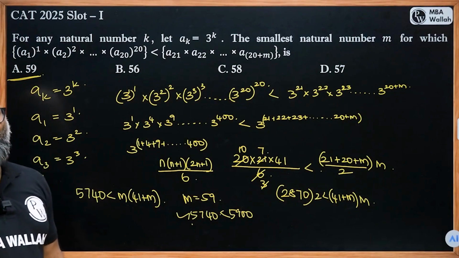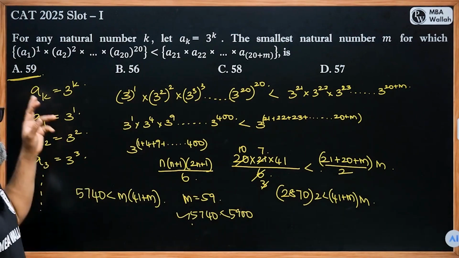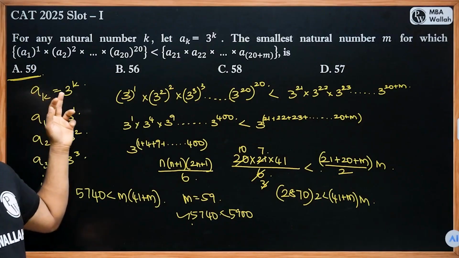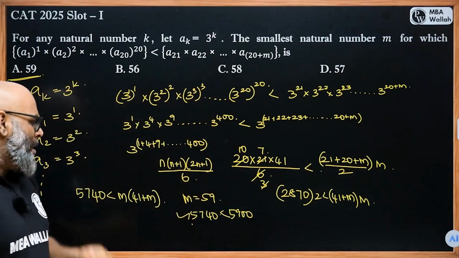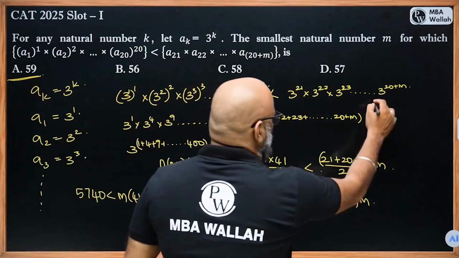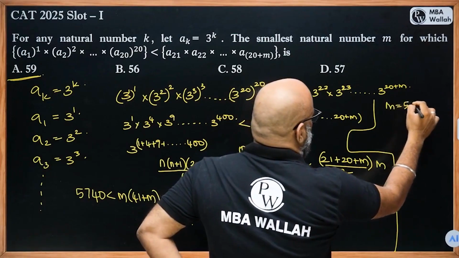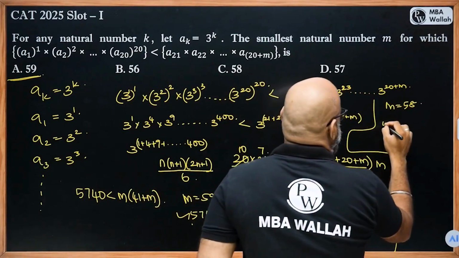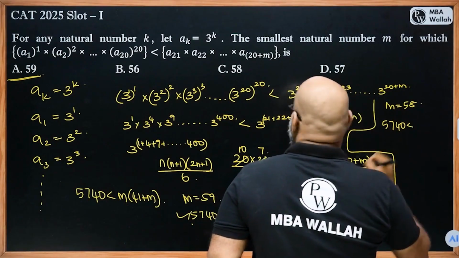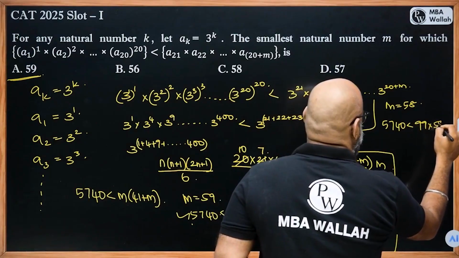The question is not what value works. The question is smallest value of m. So if 59 works, you have to ensure whether some other smaller value also works. I'm going to look for 58 then. I'm going to put m equal to 58. So this equation will become 5740 less than 99 into 58.